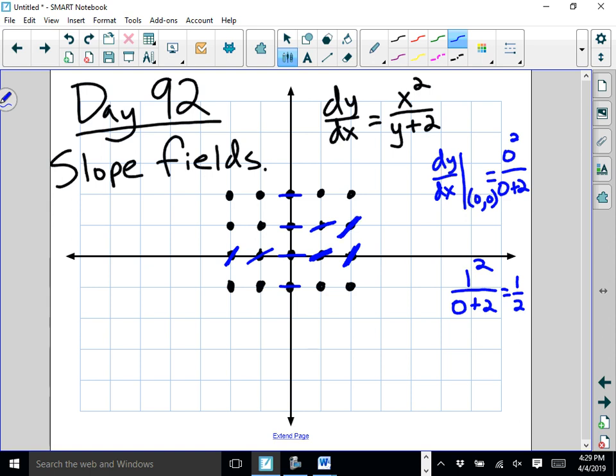And I'm just going to quickly finish out the rest of these. The point here is the point 1, 2. So that'll be 1 squared over 2 plus 2. That'll be 1/4. So it's still positive, but pretty flat. The point 2, 2 will be 2 squared, which is 4, over 2 plus 2, which is also 4. So that'll be a slope of 1, heading right at this point right there. Once again, once I completed the right side, because of that x squared, my left side is going to end up being the same. That's not going to be true on every slope field, obviously, but it will be here. So I can just mimic those ones over here.